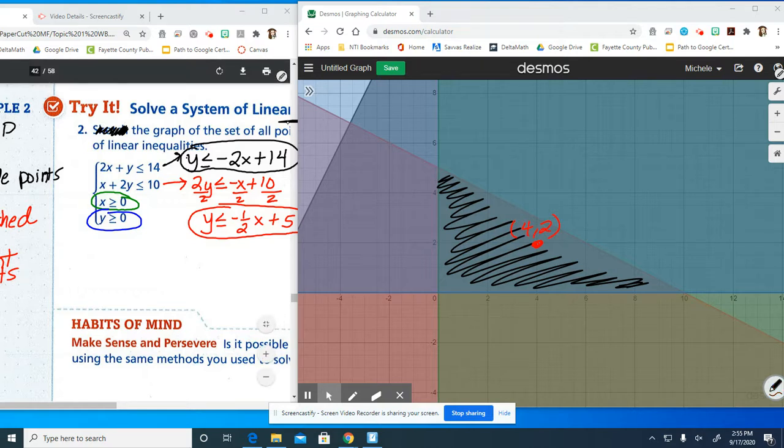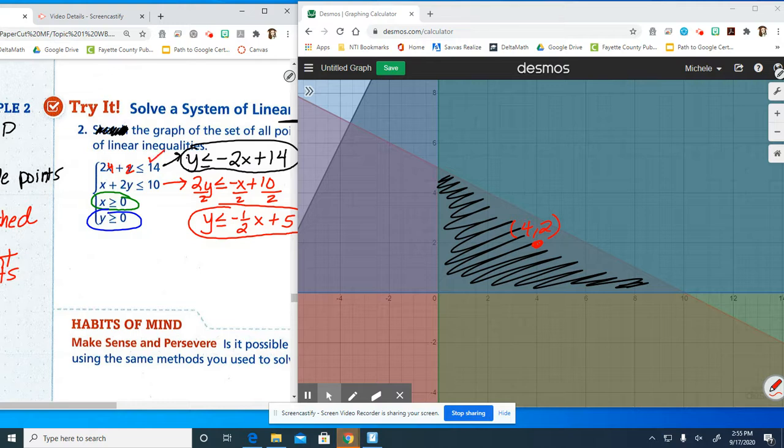Well, does 4, 2 make this first inequality true? Well, if x is 4 and y is 2, I would have 4 times 2, which is 8, and 8 plus 2 is 10, and 10 is less than 14. Yes. Does 4, 2 make the second one true as well? Well, 4 plus 2 times 2 is 8, and 8 is less than 10. That makes that true. Is 4 greater than 0? Yes. Is 2 greater than 0? Yes. So the point 4, 2 makes all four of those inequalities true.